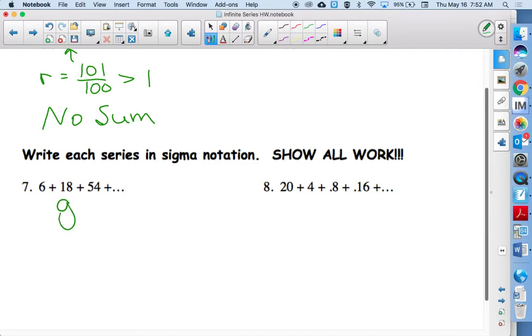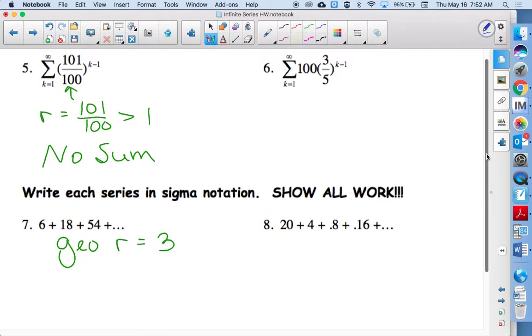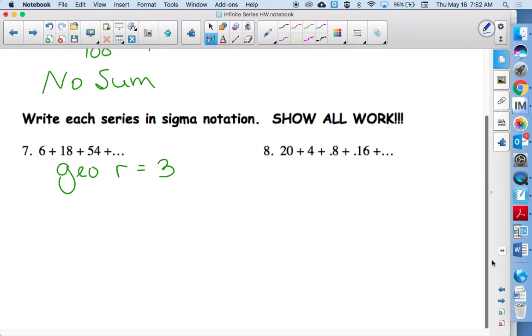Yeah, this one's geometric because it's being multiplied by 3. So this one would not have a sum because the R value is bigger than 1, but they're asking you to write it in sigma notation. So remember, sigma notation should look like number 5. So I should have the sigma term in the problem. So we gotta have a little sigma. Julia, what goes underneath the sigma?